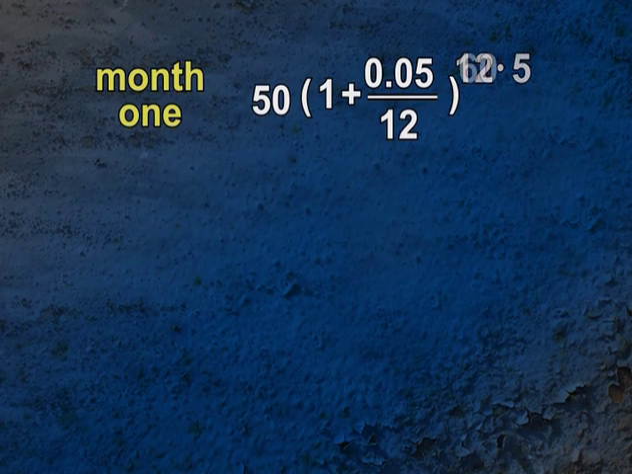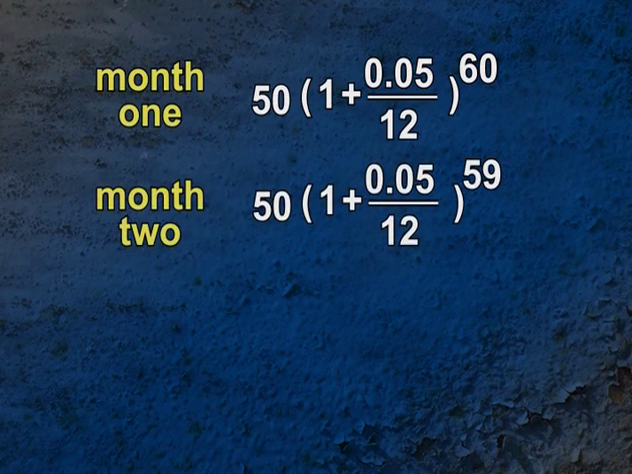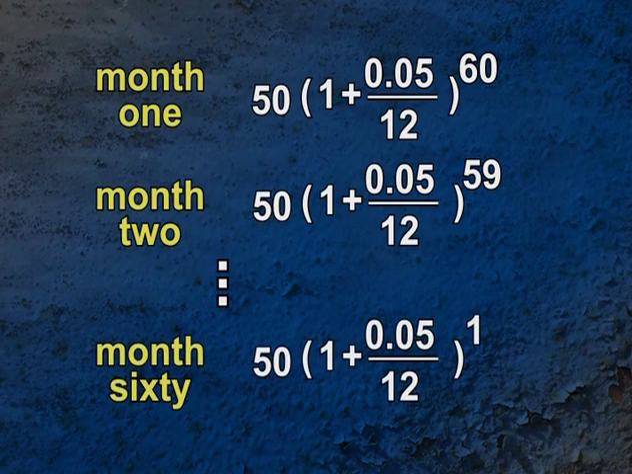Now notice 5 times 12 is 60. So our first investment is earning interest for 60 months. On the other hand, our investment in month 2 is earning interest for only 59 months. And then the next one would be 58 and so on down to month 60, in which our investment of $50 is earning interest for only 1 month.